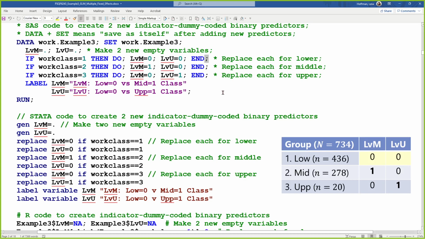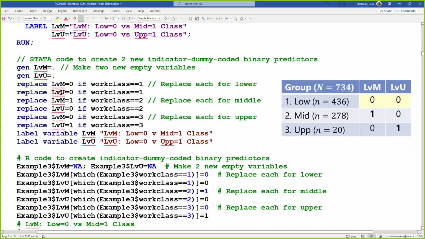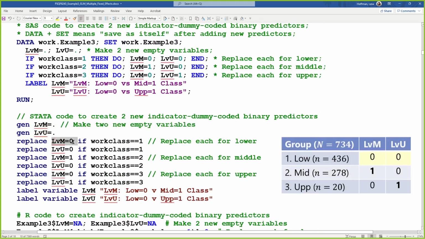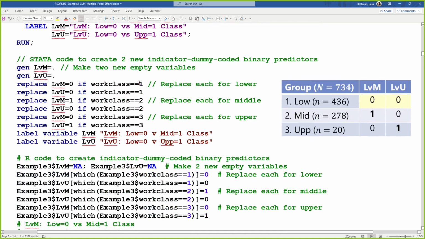Okay, Stata folks, exact same thing, but written in the opposite order. So the command, first we start with 2 empty variables, and then we replace the first one that's empty with a value of 0 if we're talking about the low group, which is when work class is 1. So note the double equals here. That's an equivalence condition that it's evaluating. So if it's 1, then set the first variable equal to 0. And the second line does the same thing. If it's 1, then set the second variable equal to 0 also. And that gets me the first row of the table.